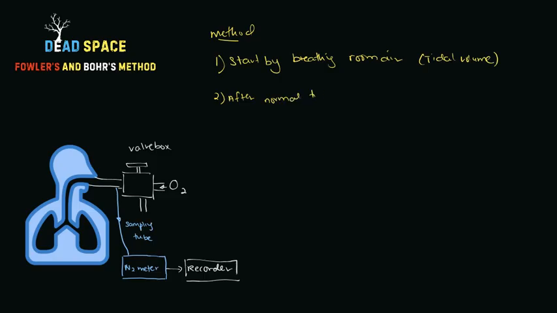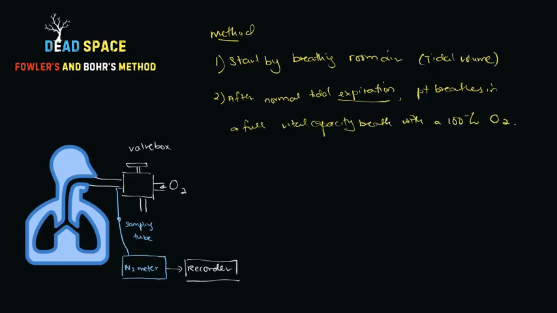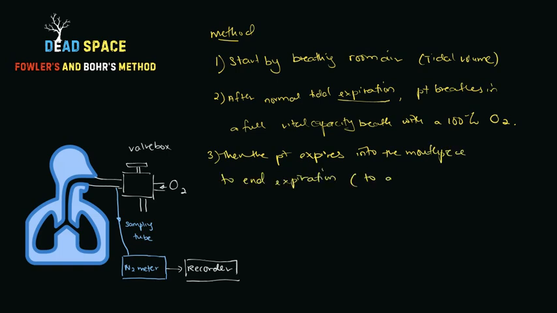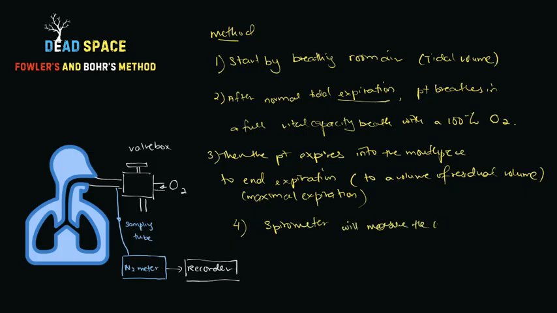Follow closely. At the end of normal expiration, the patient will take maximal inspiration, a full vital capacity breath with 100% oxygen. After breathing in full 100% oxygen vital capacity, ask the subject to expire maximally up to residual volume. So what happens here when the subject exhales, 2 things will happen. The spirometry connected to the valve box will measure the lung volume exhaled, whilst the nitrogen meter will measure the concentration of nitrogen expired throughout the exhalation.